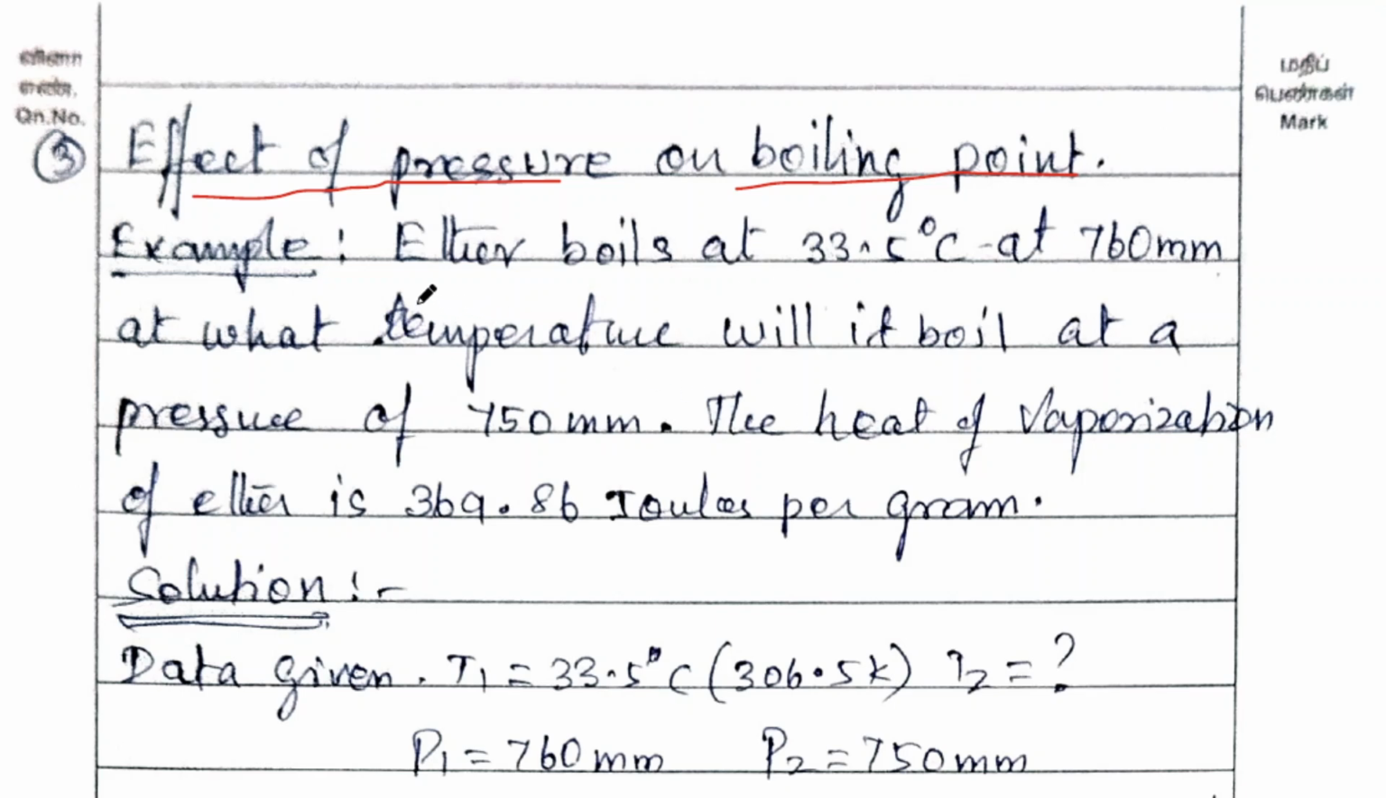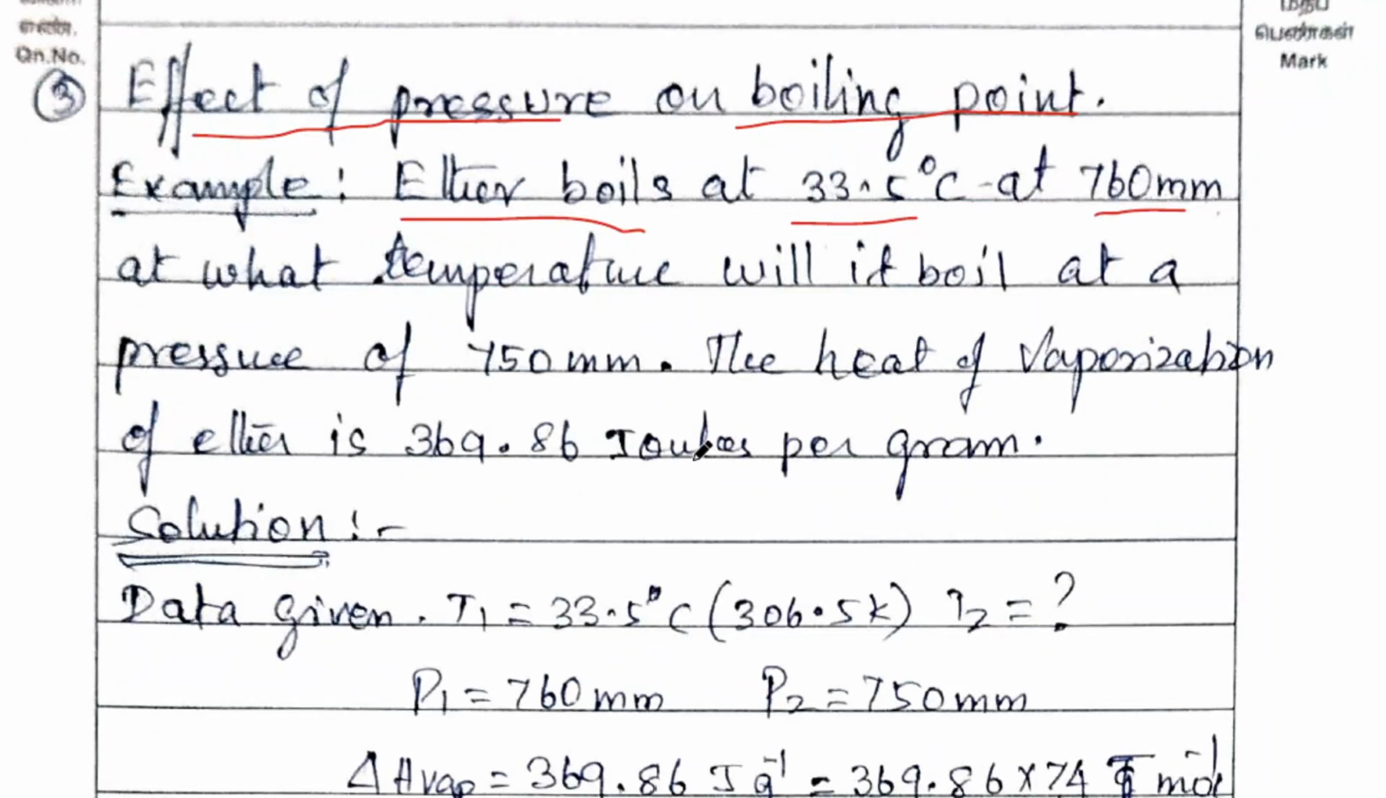Let us take ether, which boils at 33.5 degrees Celsius at 760 mm. The question is, at what temperature will it boil at a pressure of 750 mm? The earlier pressure is 760 mm. If you reduce the pressure to 750 mm, at what temperature will it boil? We are going to calculate that using Clausius Clapeyron equation.